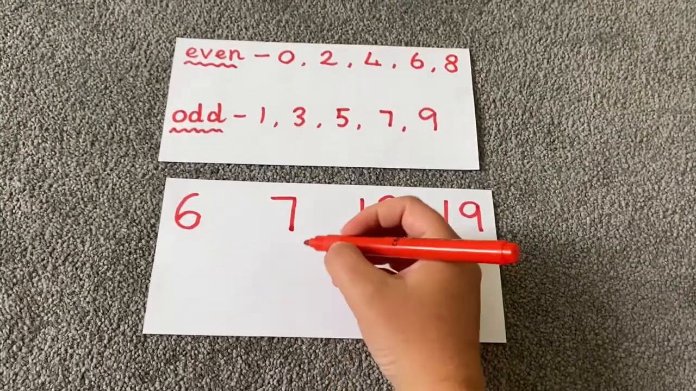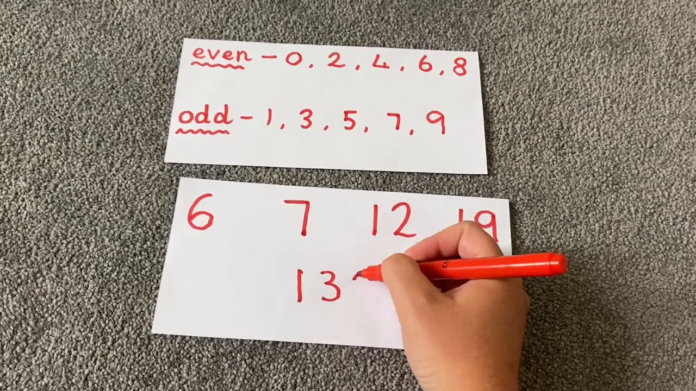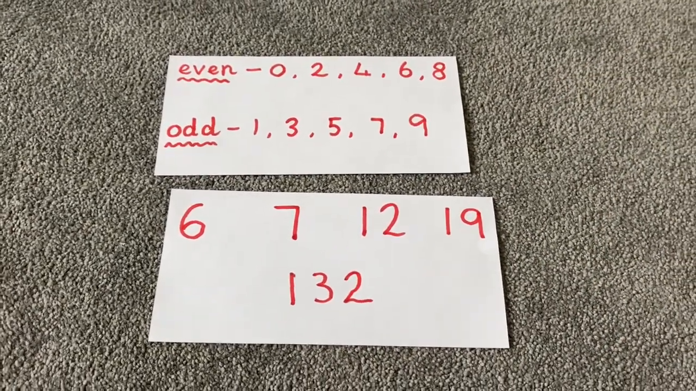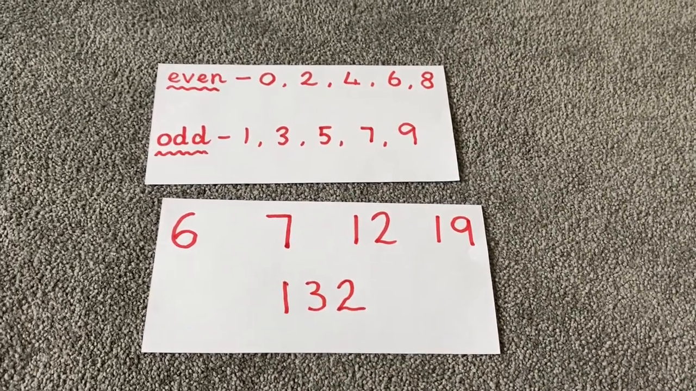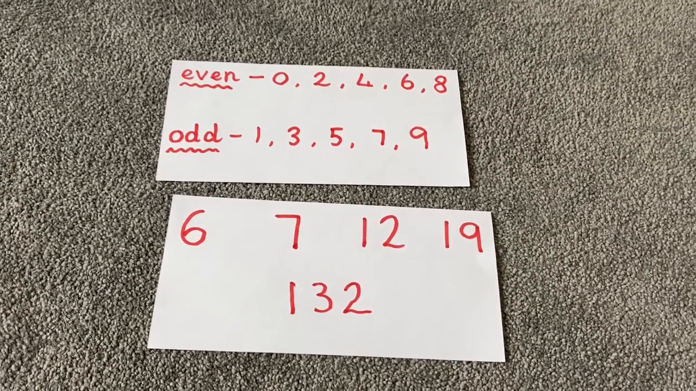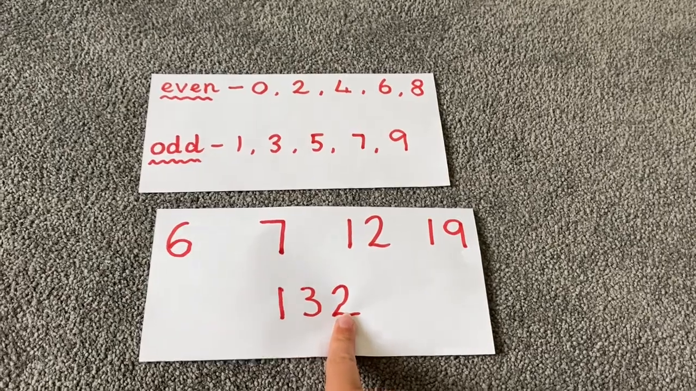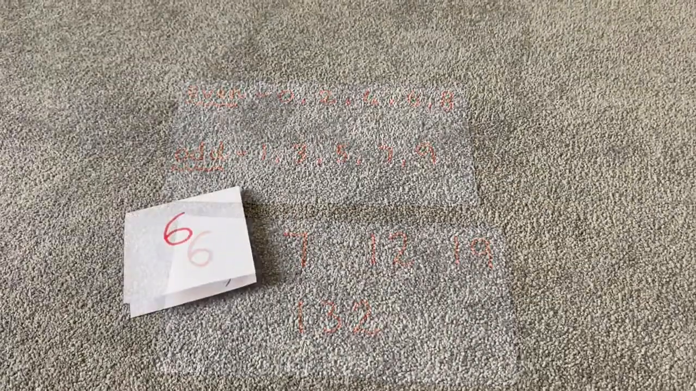Now I'm going to give you a challenge here. I've written down the number 132. Now, do you think that number is an odd number or an even number? You're right, it's an even number because 2 is the last digit and 2 is on the even list.